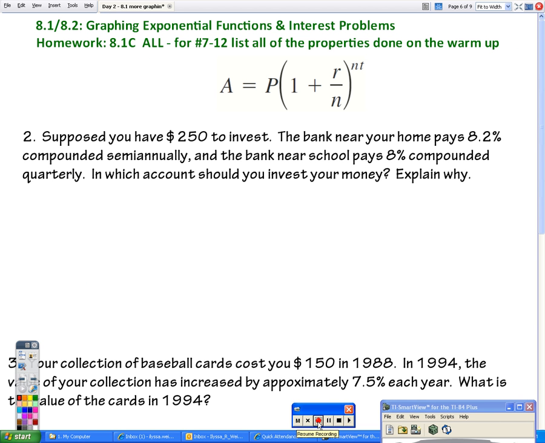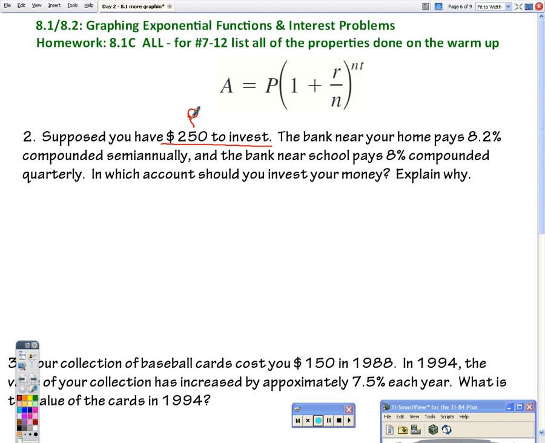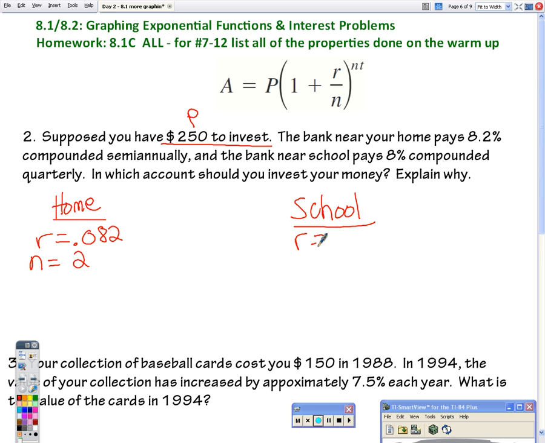Now for number 2, we're going to compare two accounts. We have $250 to invest, that's our principal. So we have the bank near home, which our rate is 0.082, and our compounding periods is 2 for semi-annually. Now there's a bank near school that has a rate of 8%, so 0.08, but that's compounding quarterly.